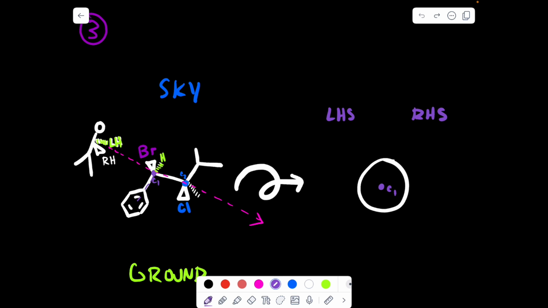I hope you get the gist. Let me know if you don't, though, in the comment section down below. So here, the hydrogen would be pointed up towards the sky on the left-hand side. Now the bromine group is pointed up towards the sky on the right-hand side. And now the phenyl group is pointed down towards the ground. That is it, that is all.